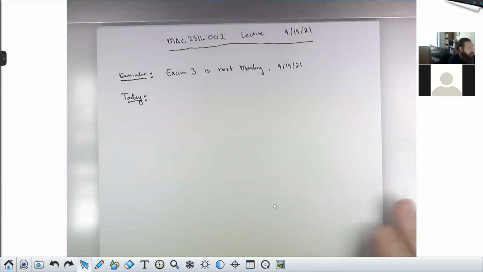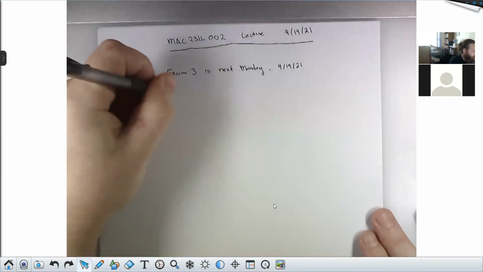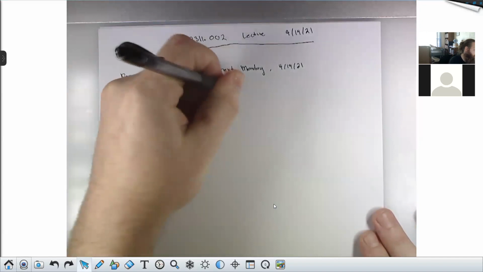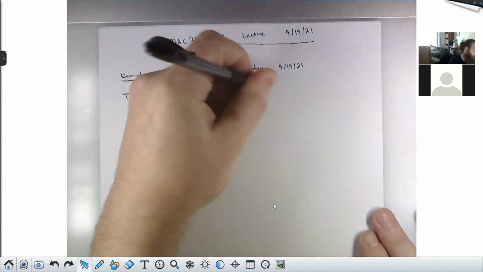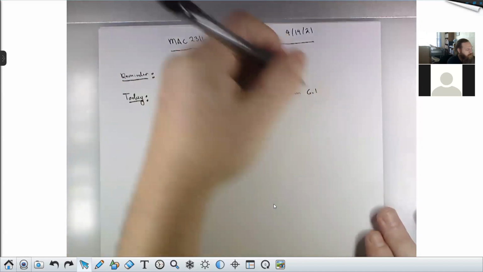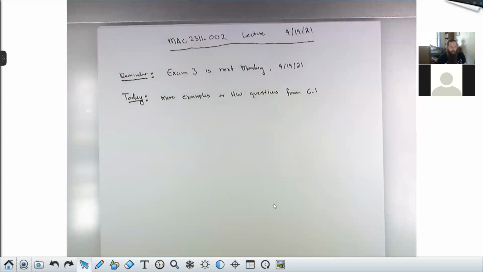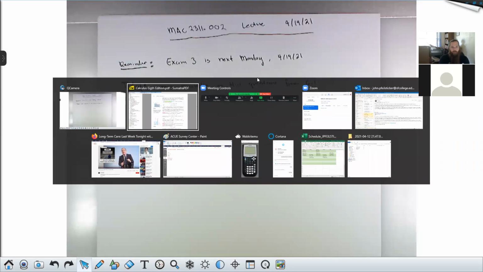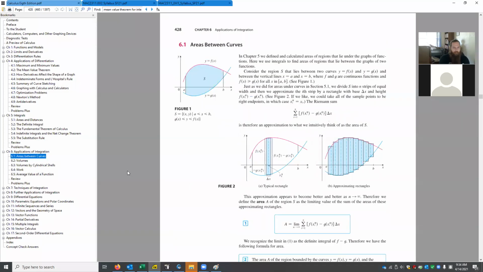So I'd like to begin today with some more examples. Or homework questions. 6.1. It doesn't necessarily have to be from 6.1. If you've got a homework question you want to see from another recent homework, I'd be happy to look at that. While I go through and pick an example from the book to begin with, I would like you guys to take a look at your homework and see if there's anything in there that you would particularly like to look at. I'll get here to 6.1.